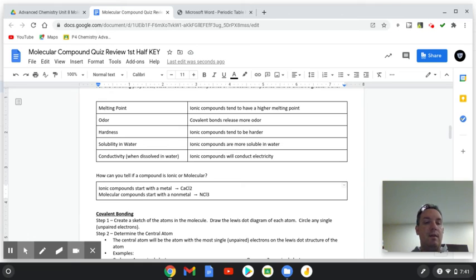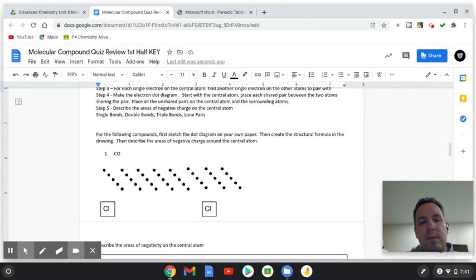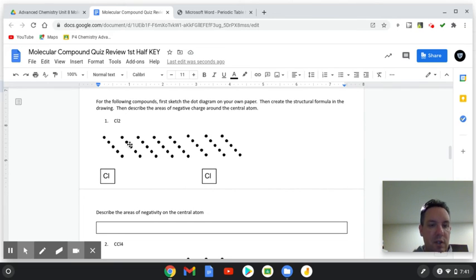And then whether it's hardness, solubility, or conductivity, calcium chloride would have the higher hardness, the higher solubility, the higher conductivity because it's ionic. All right, and then the last thing you're going to need to be able to do on the quiz is you're going to have to be able to diagram structural formulas and describe areas of negativity.